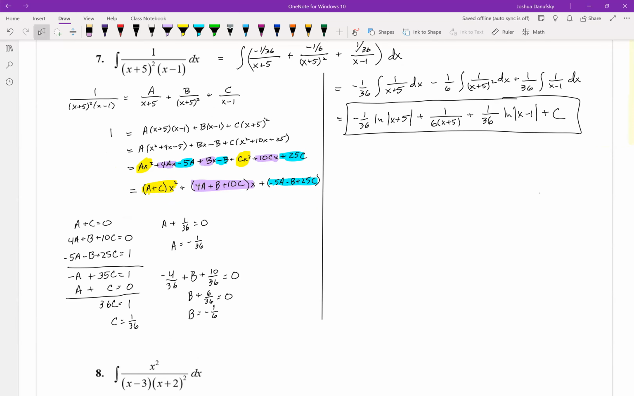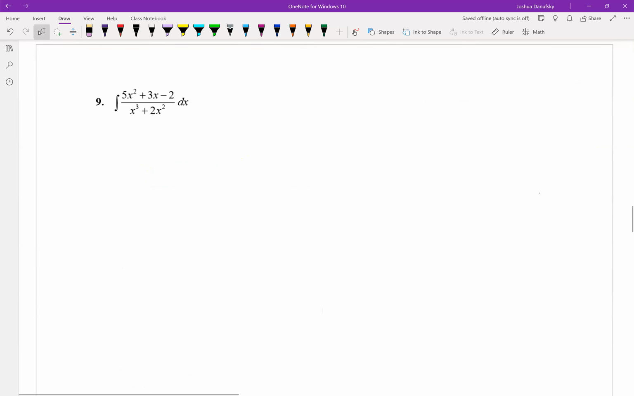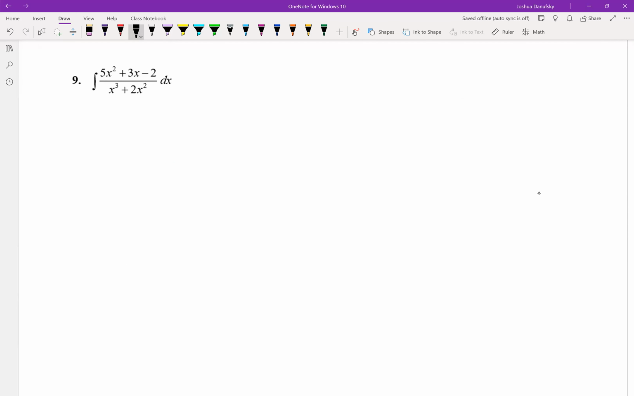Go ahead and do number 8, following the same steps. Number 9, the integral of 5x squared plus 3x minus 2 all over x to the third plus 2x squared dx. First, we'll factor the denominator. Again, we have a repeated linear factor in the denominator with that x squared. So our partial fraction decomposition will look like this.